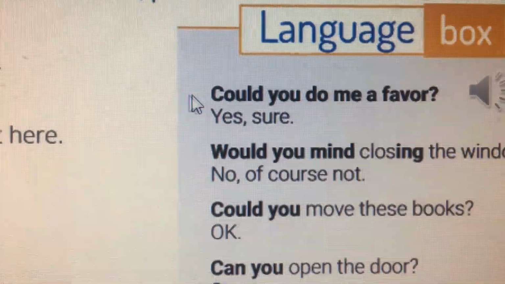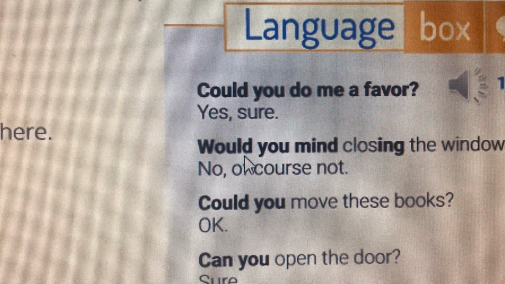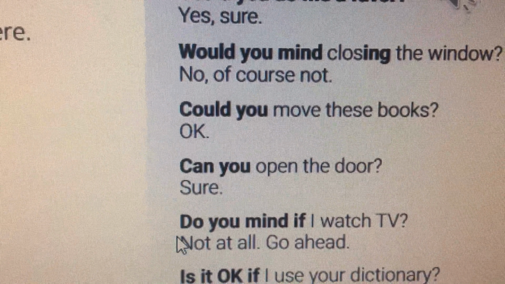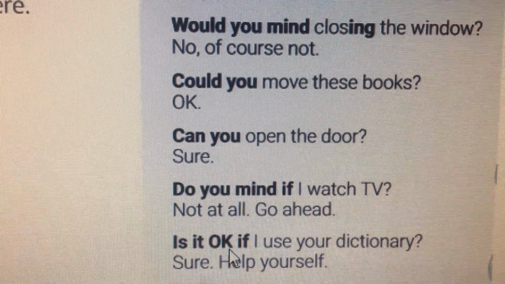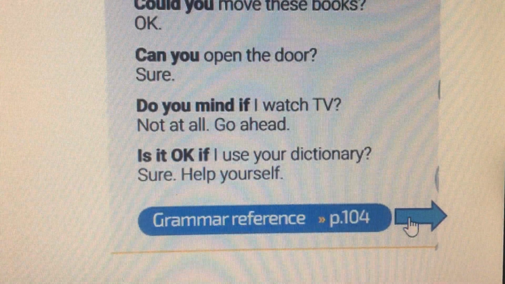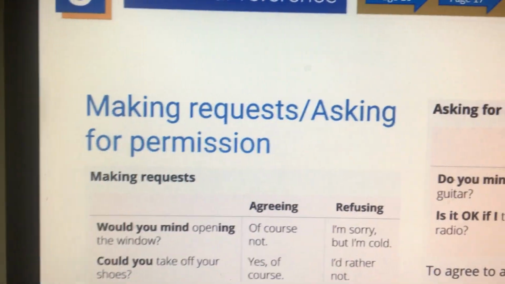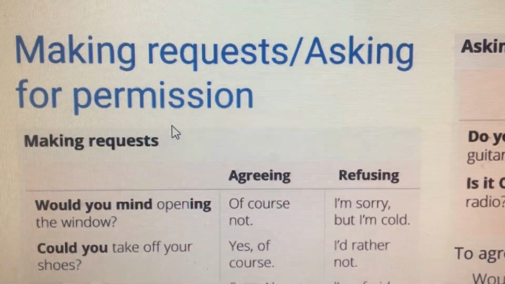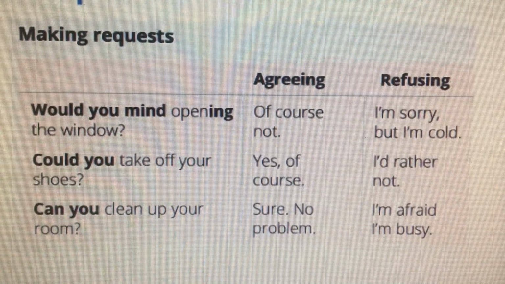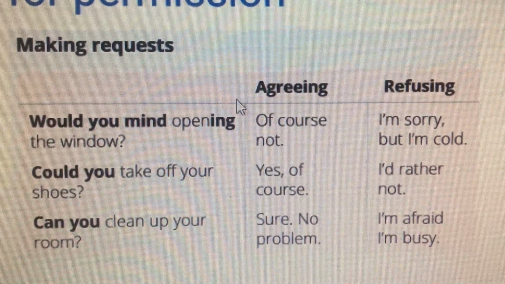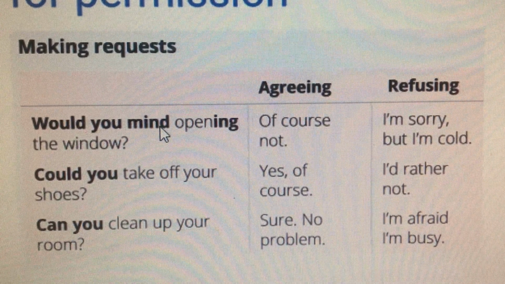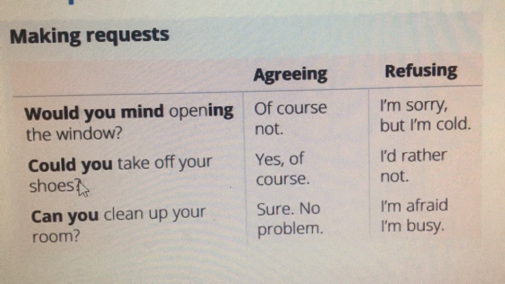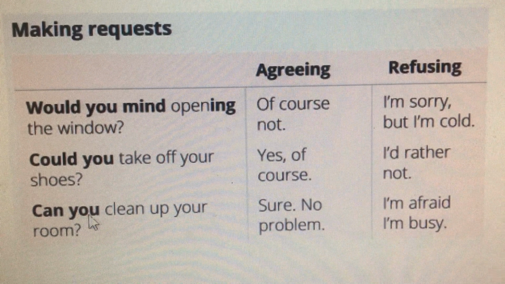Okay, so let's take a look at those bold words. Could, would you mind, could you, can you, do you mind, is it okay? So let's turn to page 104. And we use those words to make requests and ask for permission. Take a look at this chart here. Would you mind opening the window? You see, with would you mind, we need to add ing on the verb. Would you mind opening? Could you take? Can you clean up?